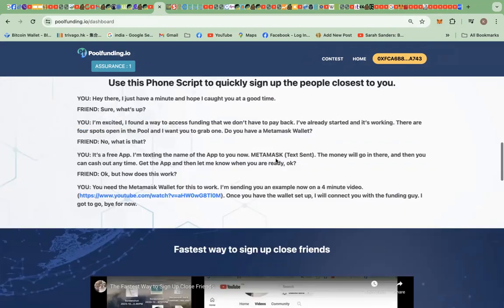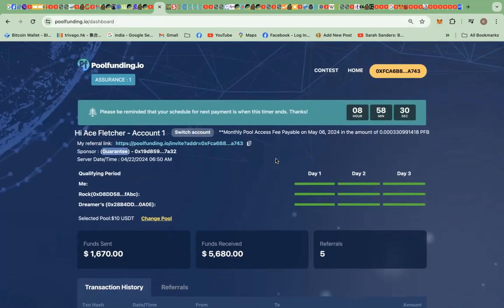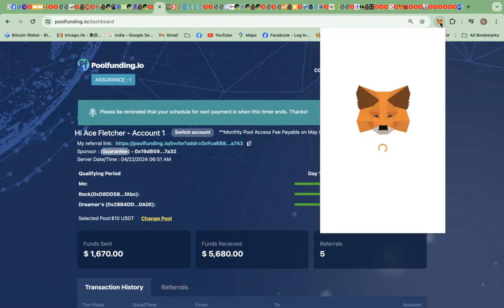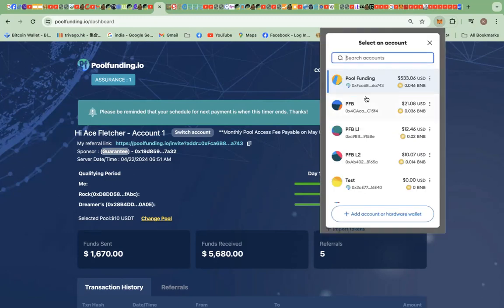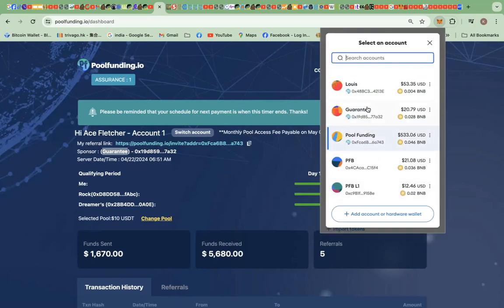Now the guarantee is like this. Anytime you make a purchase of a PFB, or make monthly payments or whatever, assurance, those payments are going to be sent directly to the guarantee fund. And the guarantee fund is right here.